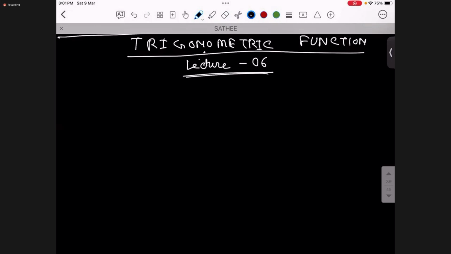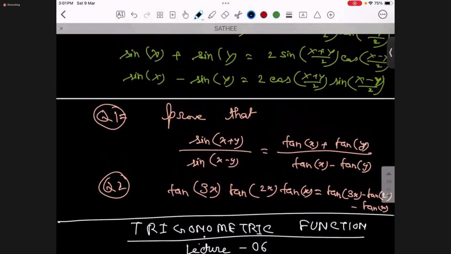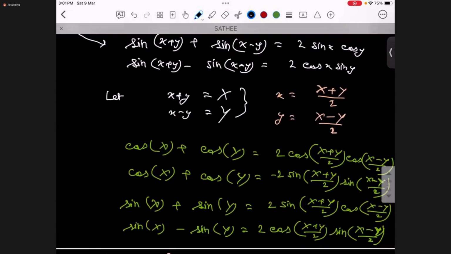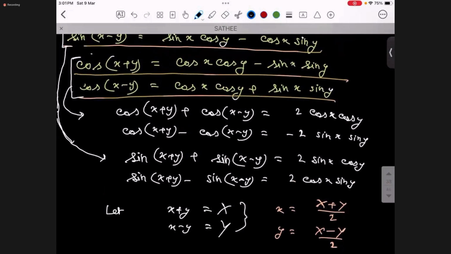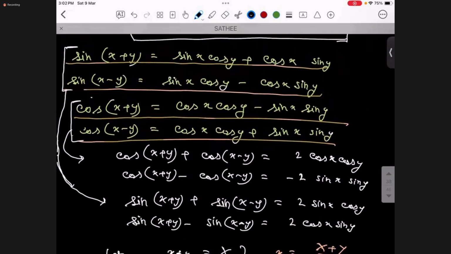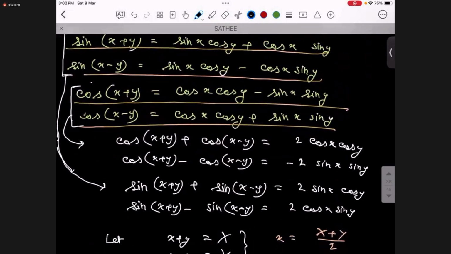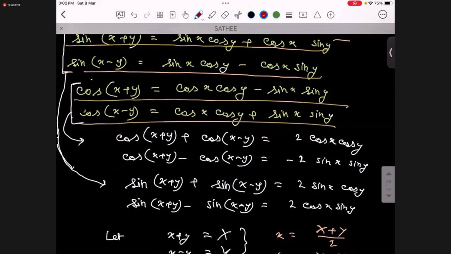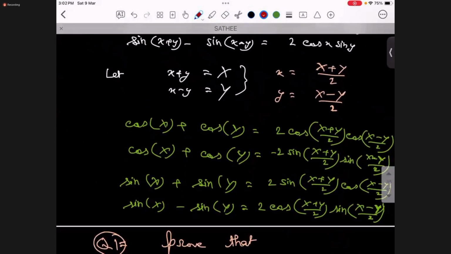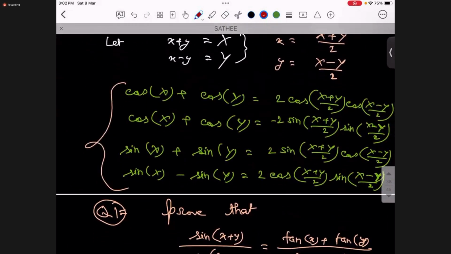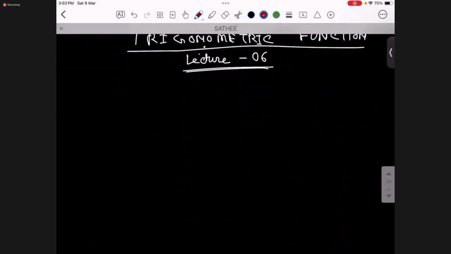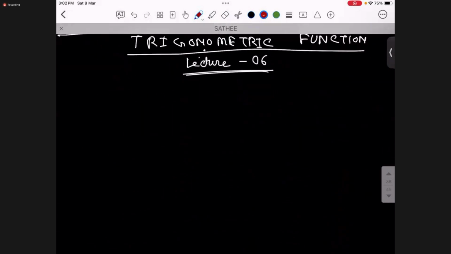So, in the last lecture, we finished with these four formulas, and after that we came up with these formulas. Now, today, we will try to apply this concept. Before that, let me start with some simple examples.